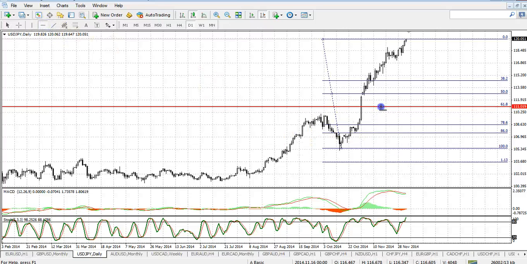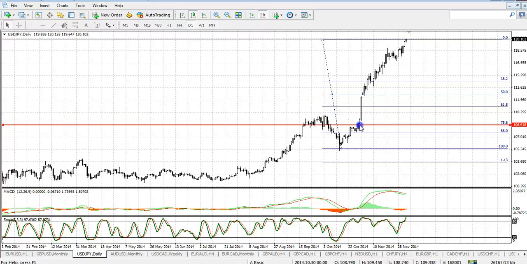The 61.8 area. Okay, there we have potential support that could turn into resistance, or resistance that could turn into support. So maybe the 78 Fibonacci level is a better level. So if price falls back here, we could say this area of resistance could now potentially be acting like support.